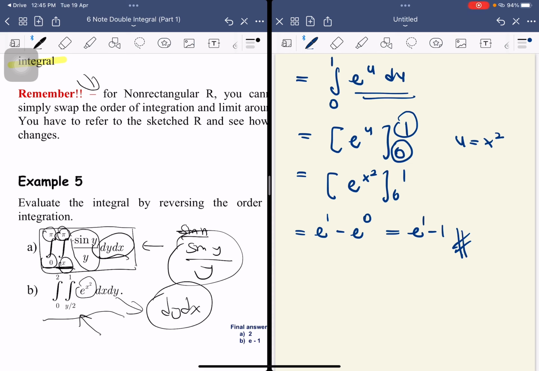So that's how you solve it, whenever you are dealing with an integral that is impossible to integrate, or the question specifically asks you to change or reverse the order of the integration.